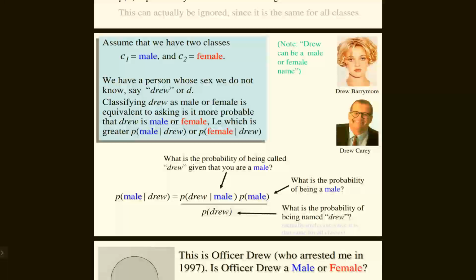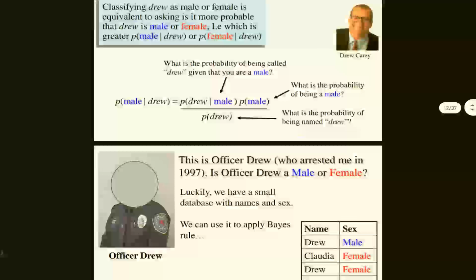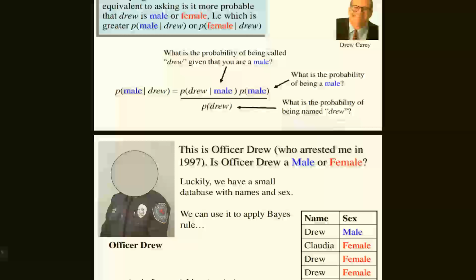According to this model, we have to solve the actual problem. This is our test data set, and previously we were given the training data set. I hope everyone is clear on these two concepts. We have to find out: this is Officer Drew who arrested me in 1997. Is Officer Drew male or female? We have to find out the gender of this person.